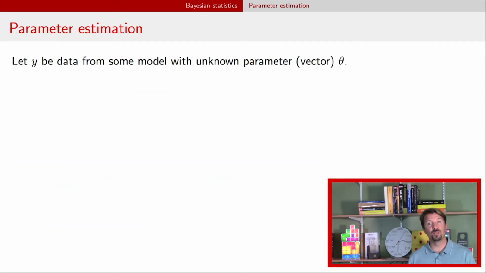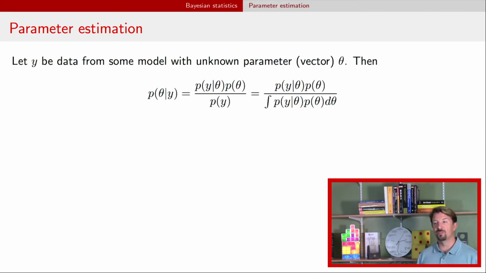Let's talk about applying Bayes' rule to parameter estimation. And when we do that, you will see why I chose to use the notation that I used. So now y is going to be data, say from an experiment, and theta now is going to represent an unknown parameter, possibly a parameter vector. And we're going to apply Bayes' rule here, so we just have p(theta given y) is equal to p(y given theta) times p(theta) divided by p(y).